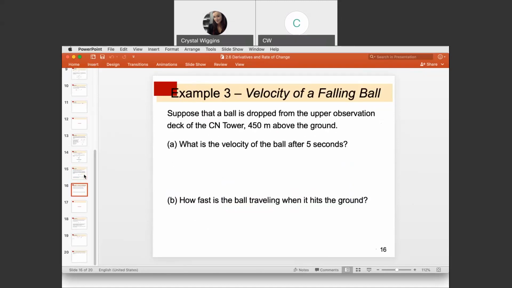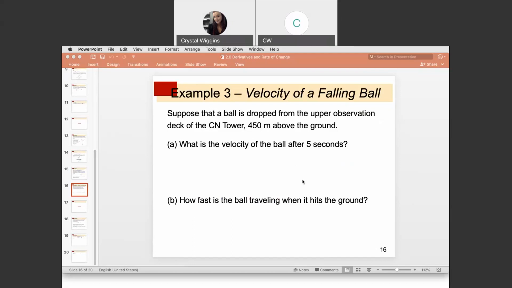So let's do this example. Let's suppose that we have a ball that is dropped from the upper observation deck of a tower, and it is 450 meters above the ground. What is the velocity of the ball after 5 seconds?